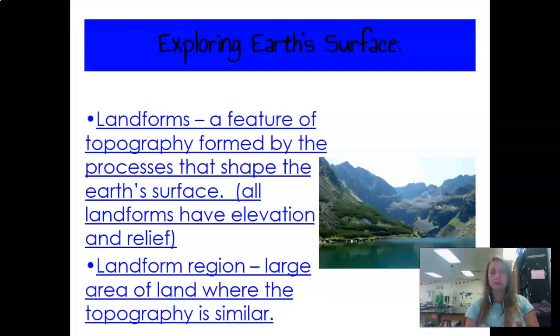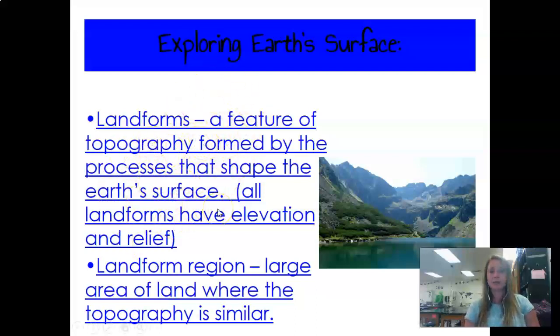So landforms is just what it says here, a feature of topography formed by the process that shapes the Earth's surface, which is going to be some type of rock cycle process, either weathering or erosion, an eruption of some type of material, lava, or we could also look at just pressures and temperature changes. So these landforms are all shaped by that plate tectonic process or the weathering process, and we'll get into more detail about them.